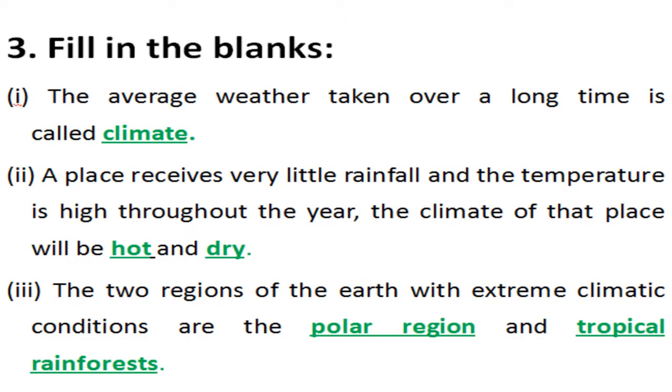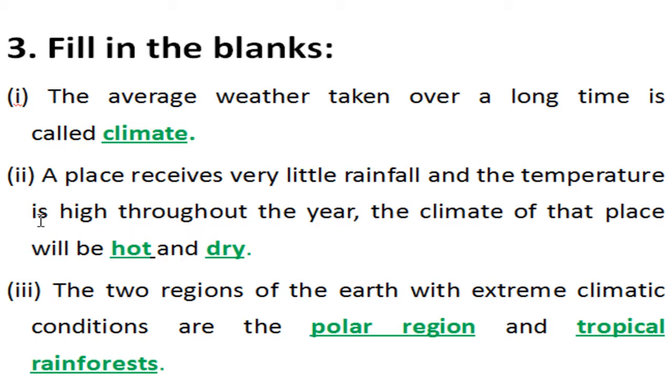Question number 3. Filling the blanks. The average weather taken over a long time is called dash. Answer is climate. The average weather taken over a long time is called a climate.